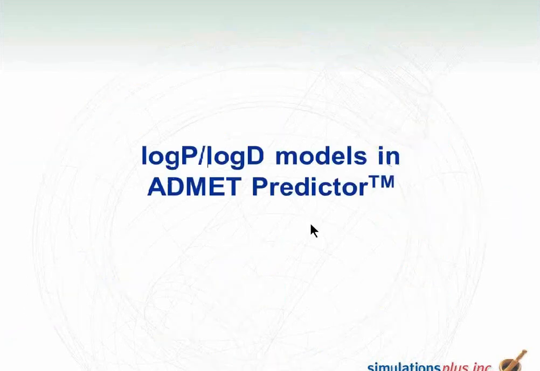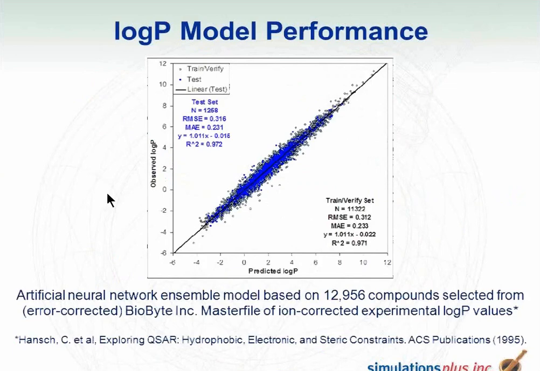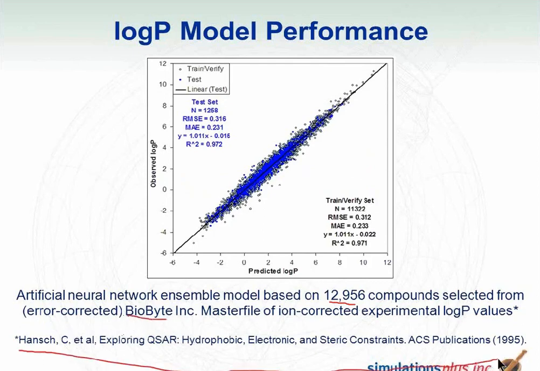This next section describes our log P and log D models in ADMET Predictor. So our log P model was built as an artificial neural network ensemble based on almost 13,000 compounds selected from an error-corrected BioByte master file. So we purchased the data from BioByte. Here's the publication on that. And we did do some curation, found that there were some incorrect structures and data, and then we looked back in the original publications and corrected that. So our model was built on ion-corrected experimental log P values.